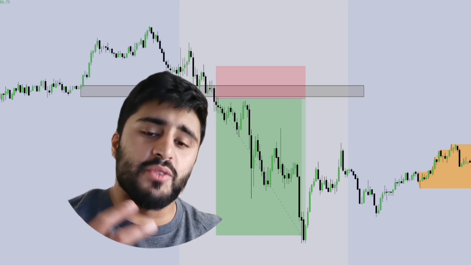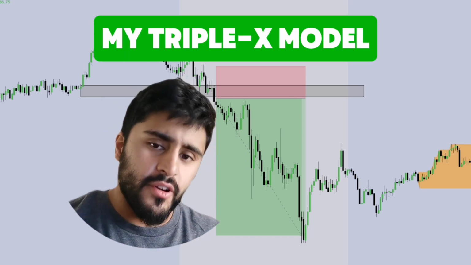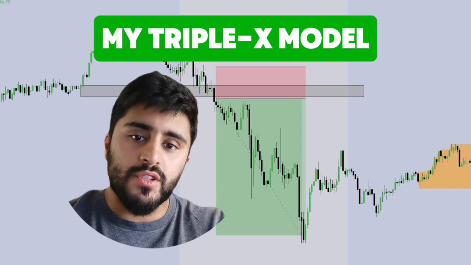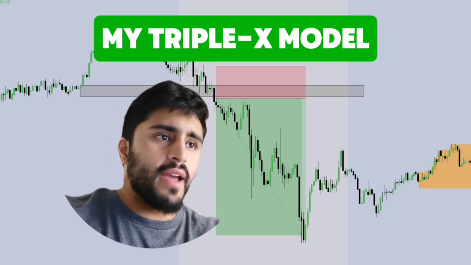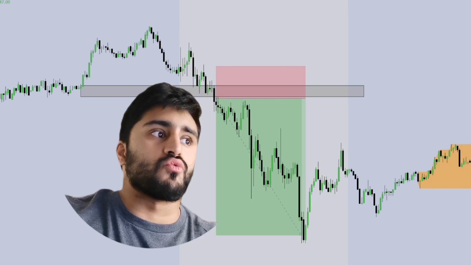There's three things you need when you're forming any kind of trade, right? The first thing is you need to know where to trade from, what to look for, and why you are looking for it. This is what I call the triple X model. The triple X model will answer three questions right off the bat, right?